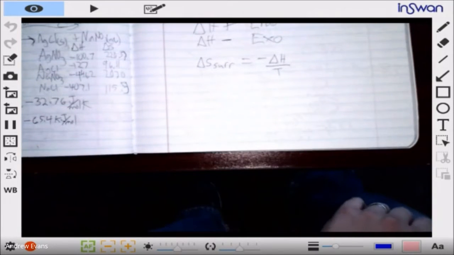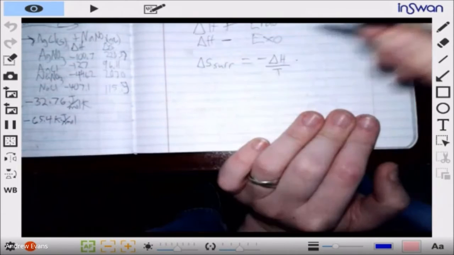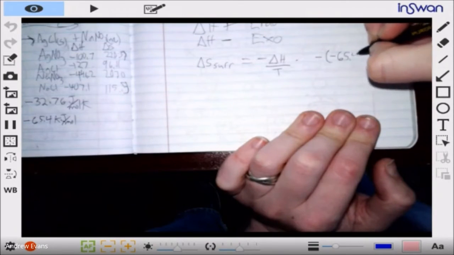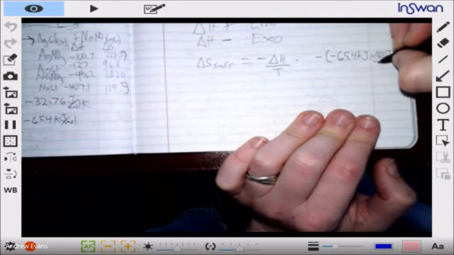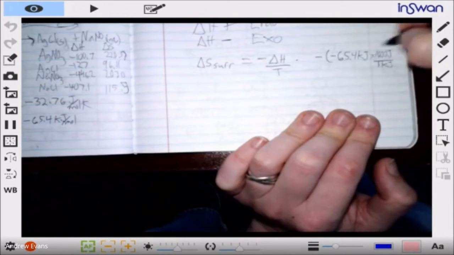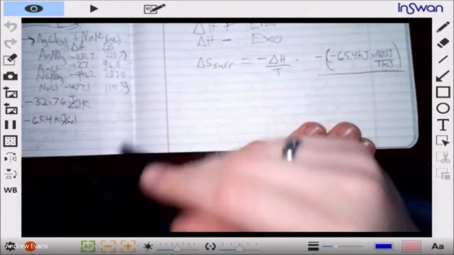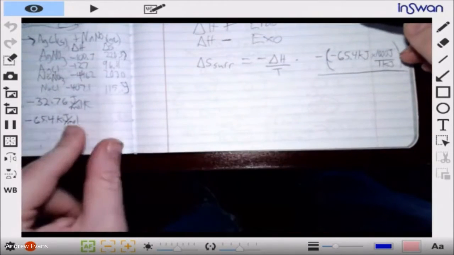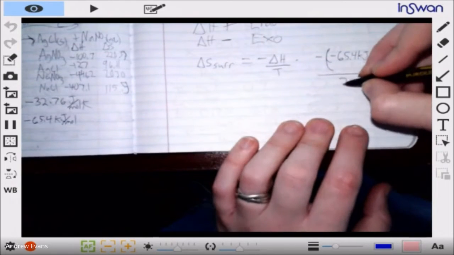Negative delta H over T, meaning, well, we want them in the same units, meaning that when we say negative of a negative 65.4 kilojoules, we're probably going to want to times that by 1,000 joules per 1 kilojoule. And there's one other thing. What's the temperature? The temperature was 10 degrees Celsius. 10 degrees Celsius is what Kelvin? Why Kelvin? This is in joules per mole Kelvin, so this should be in Kelvin. So 273 plus 10 is 283 Kelvin.